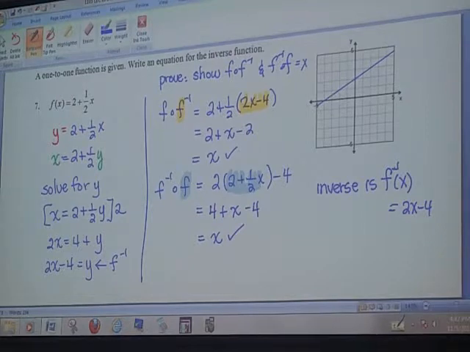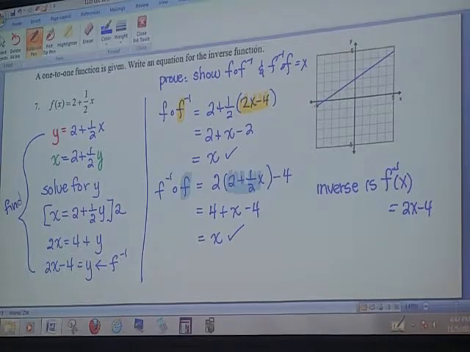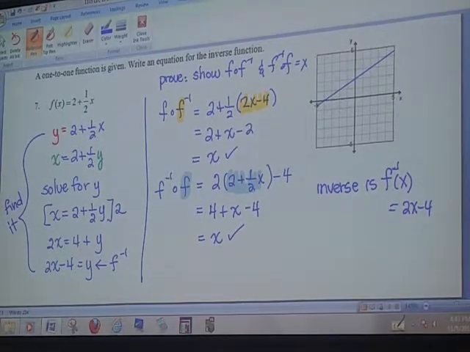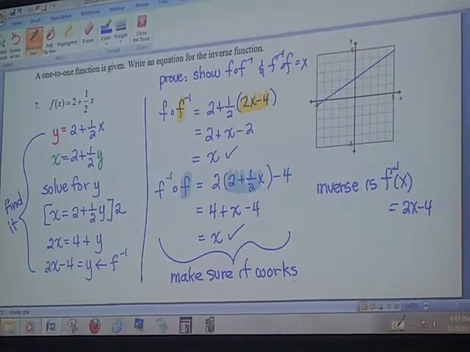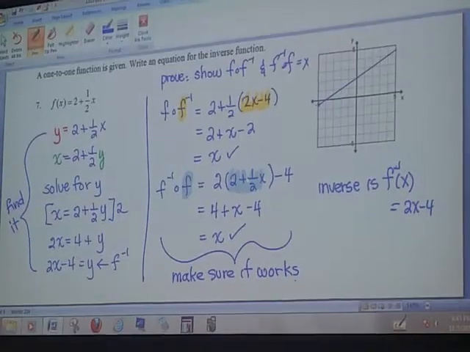And if I wanted to draw that line, it would be the exact mirror image of the little blue line that I already have up there. So this is how you find it. And this is how you make sure it works. Notice you gotta do the composition both ways. You have to make sure that both directions, either way you plug these things in, you always get back the same thing.